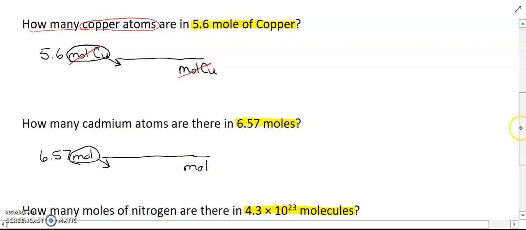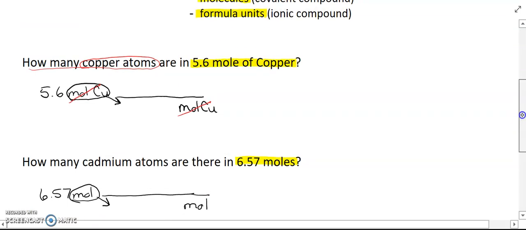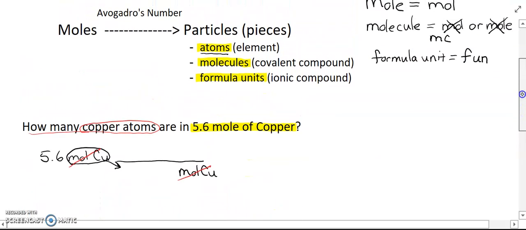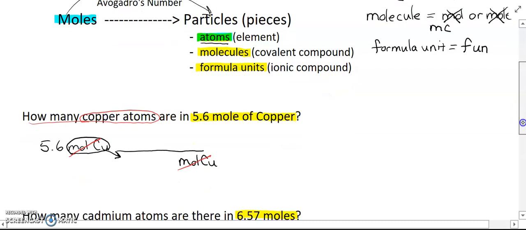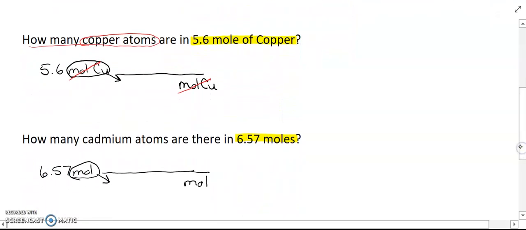Well, from there, I can take a look at the little conversion table I have up here. In this case, I'm going to be starting at moles. And from moles, what am I trying to get to? Well, in the first problem, I'm trying to get to atoms. And atoms are particles. And if I'm trying to get from here to here, I'm going to use Avogadro's number. And what does it get me to? Well, it's going to get me to atoms. So atoms is going to go on the top.